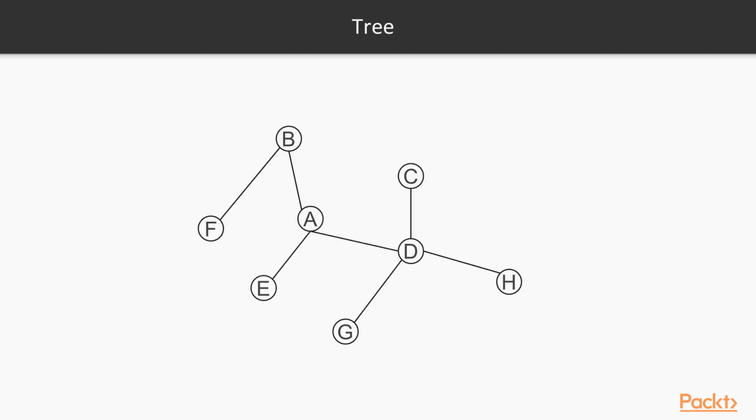Tree. A tree is a connected but undirected graph with no cycles and loops. This is an example of a tree. Note that it is slightly different from the tree we have studied earlier. This tree does not have any particular root. The nodes in this tree do not have any particular parent, and any node can act as a root.